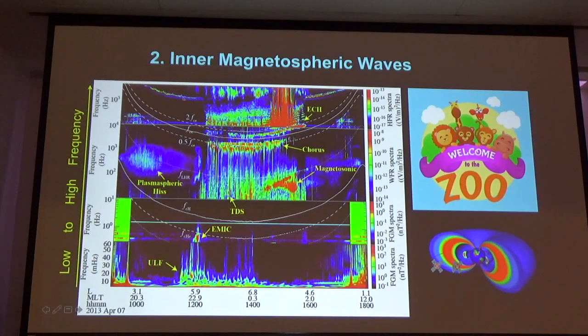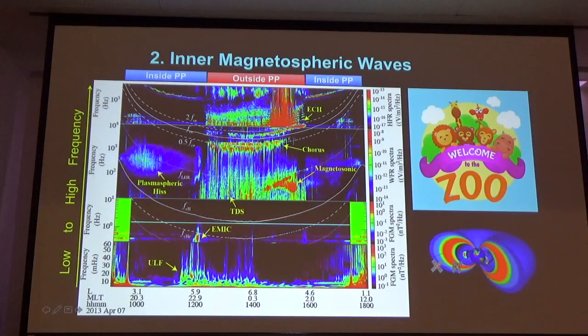So this thin line here is the upper hybrid frequency, and from this we can infer the plasma density. So those two regions are inside the plasmasphere, and this is outside of it. And we can clearly see that just inside the plasmasphere, in this case, excitation of the ULF wave and EMIC waves, as well as the plasmaspheric hiss.